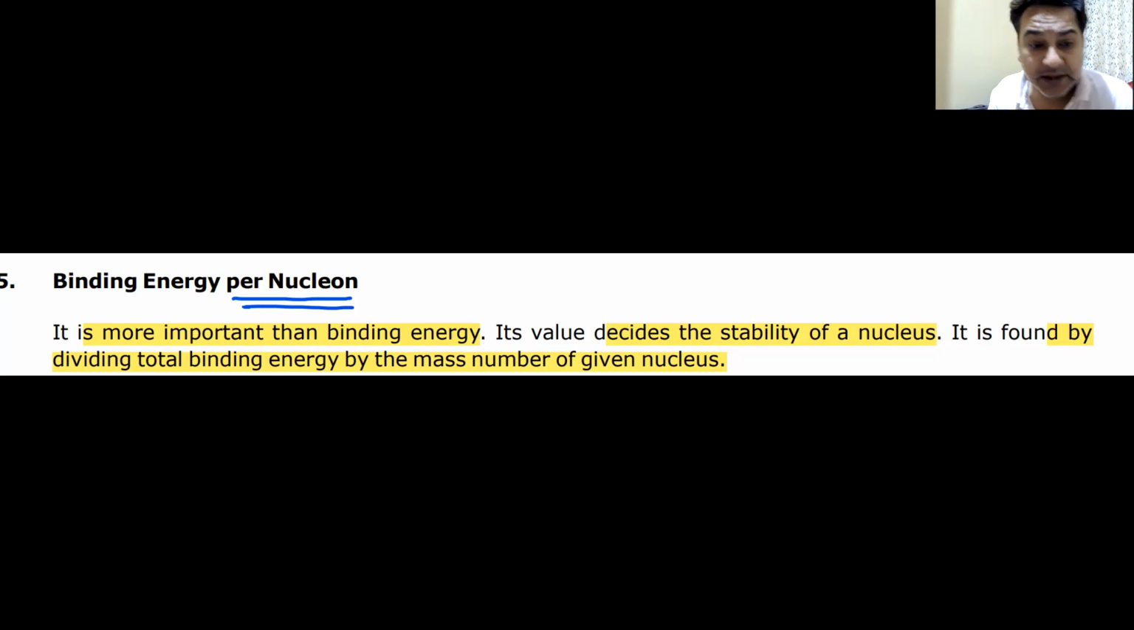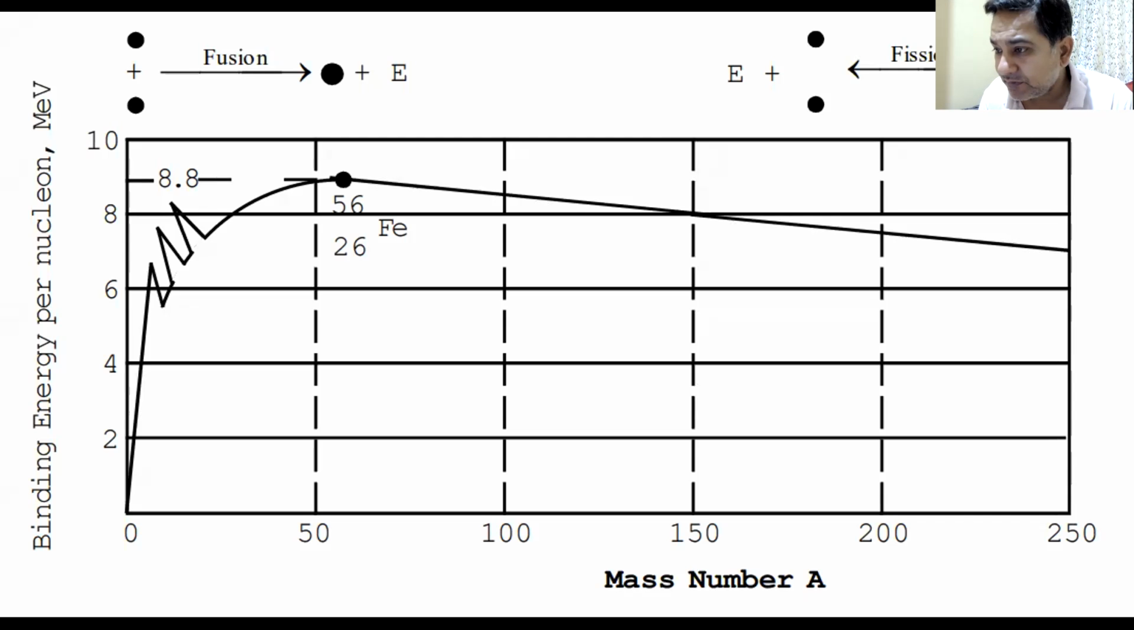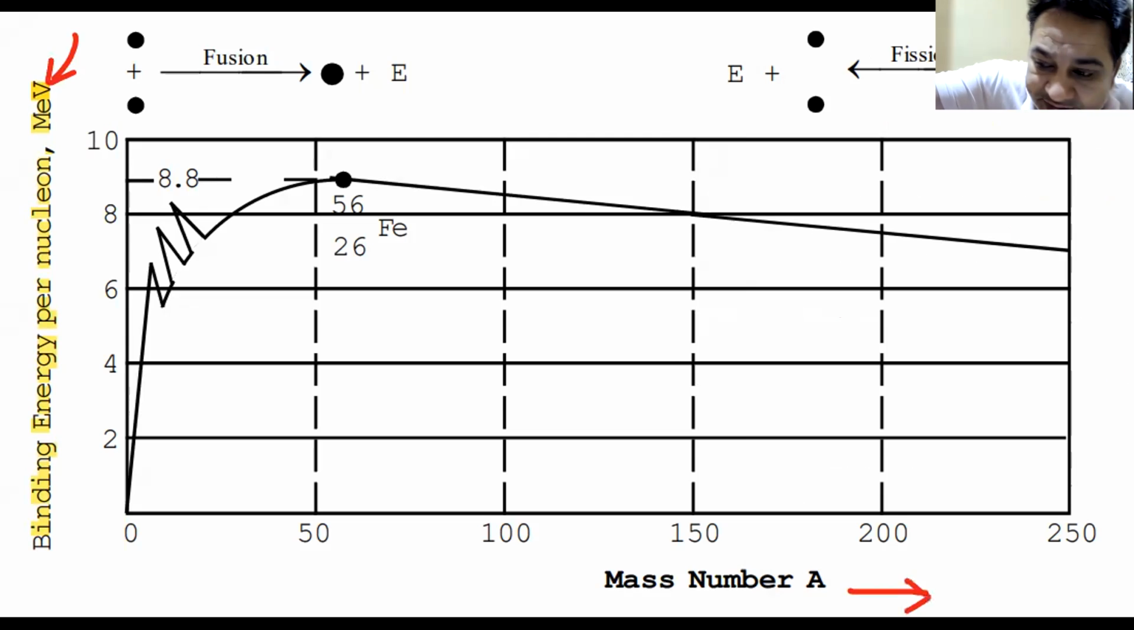Yes, sir. And then comes this graph. Do you remember it? We discussed it previously, and as you can see, on the y-axis I have binding energy per nucleon, and on the x-axis I have the mass number. Everyone sees this, correct?